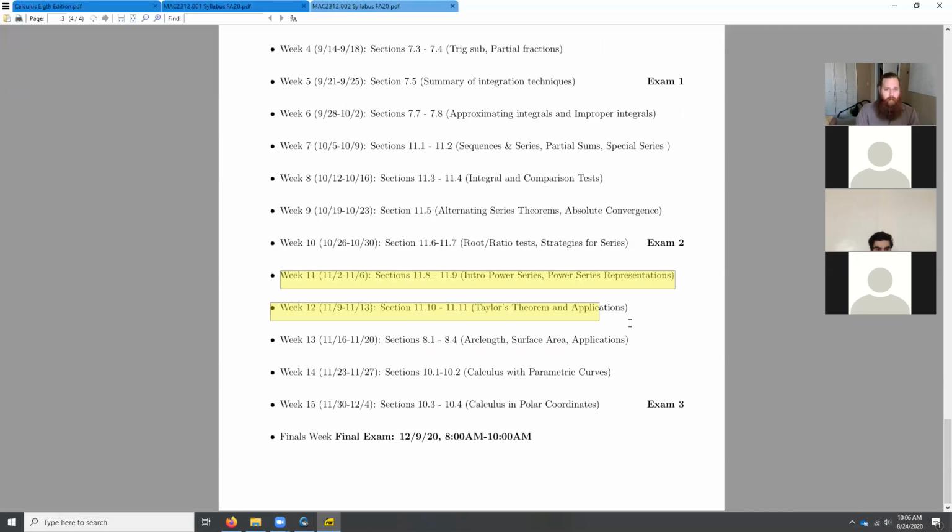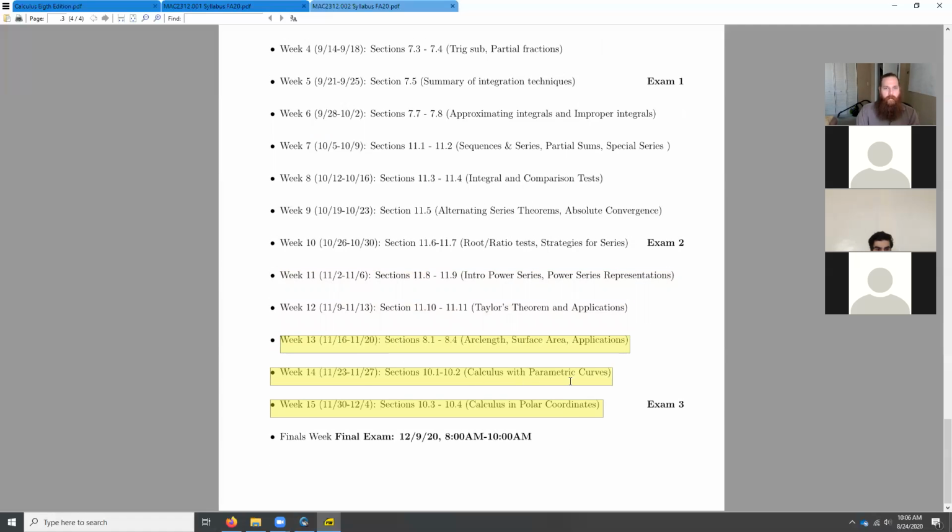After exam 2, similar sort of thing, where we talk about power series, but then things kind of calm back down and the last few weeks are a little bit easier. So there's a definite rise and fall to this class, and the middle is the hard part.